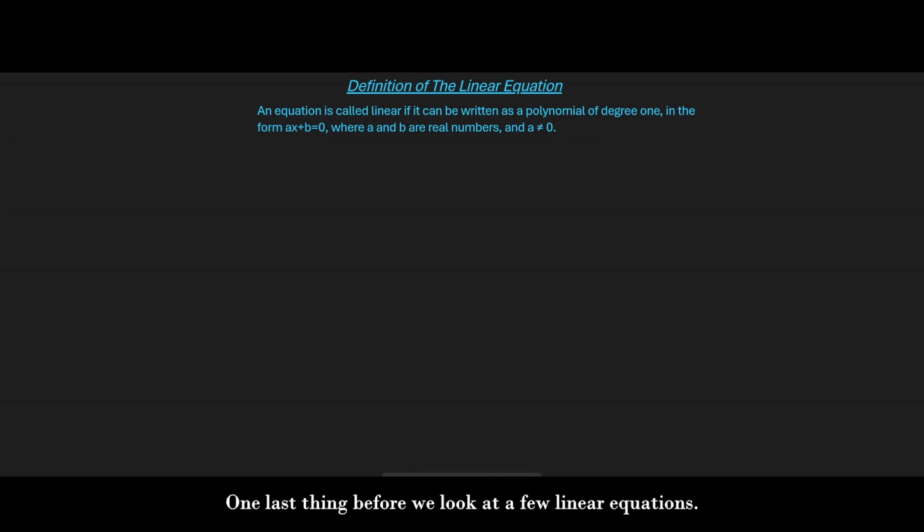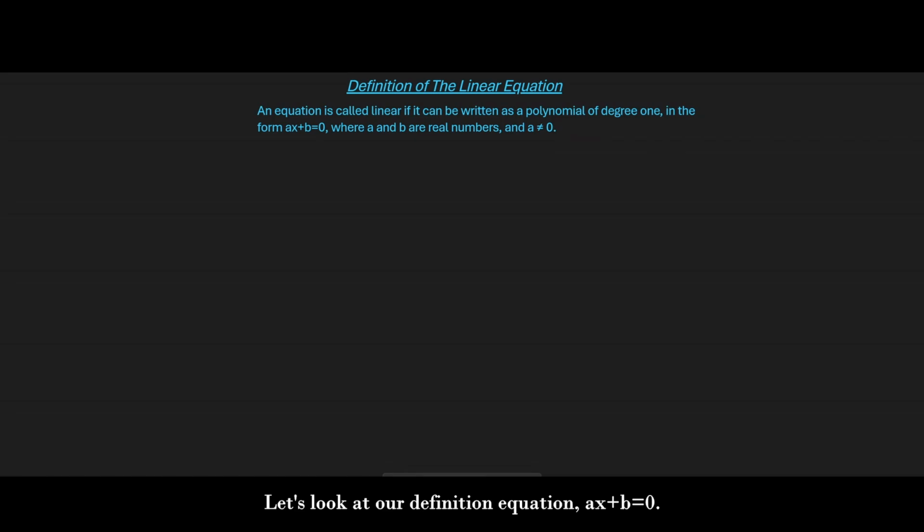One last thing before we look at a few linear equations. How do we solve them? What even does solving an equation mean? Previously, all we did was simplify. Simplifying is when we make an expression or equation easier to read. Solving is different. Solving an equation will produce a solution for x. This is what we want, and the goal of this chapter. We are going to solve for x.